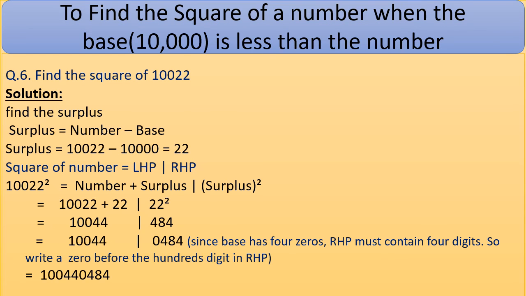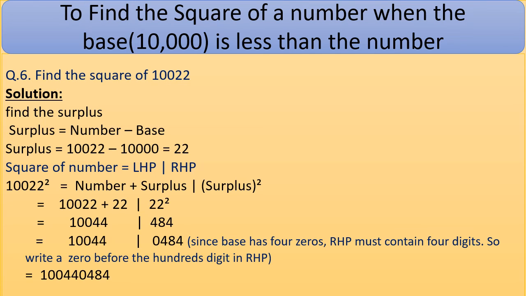Now let's take a case when the base is less than the number. Now we want to find the square of 10022. Now the base is 10,000, as it is nearest to 10022. So 10,000 is less than the number. Now in this case we'll find the surplus. So surplus will be number minus base. Now number is 10022 and base is 10,000. So 10022 minus 10,000 will be 22.